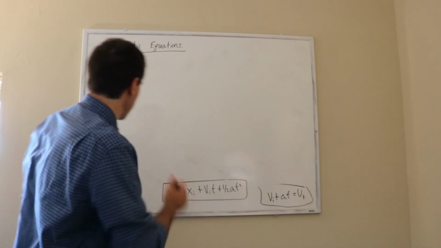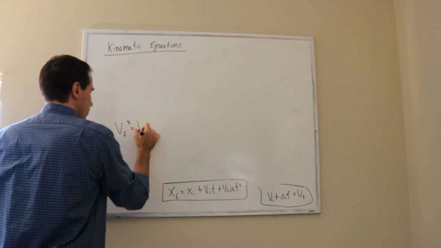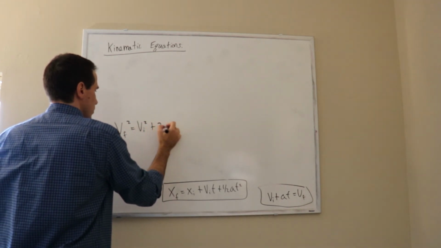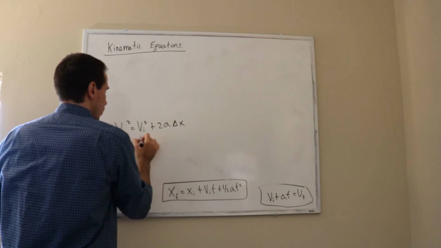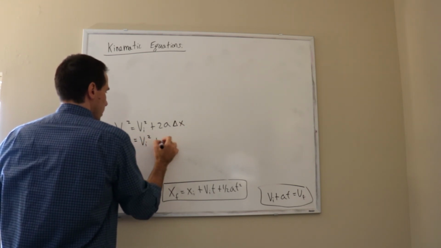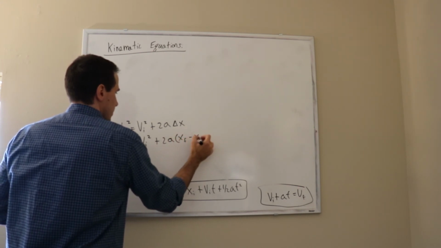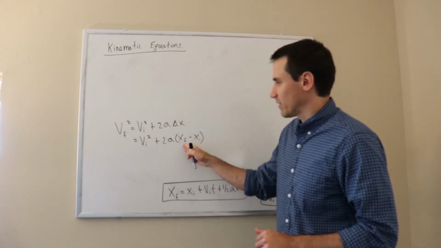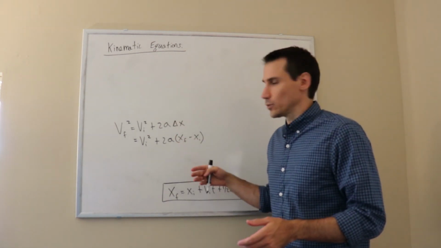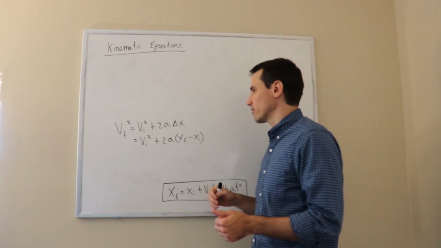Okay, now the final kinematic equation simply comes from taking this equation and plugging it into this equation. So our final kinematic equation is v final squared equals v initial squared plus 2a delta x, which is just the final position minus the initial position. Delta x is always the final value of whatever is being deltaed, so the final value of x here minus the initial value of x.